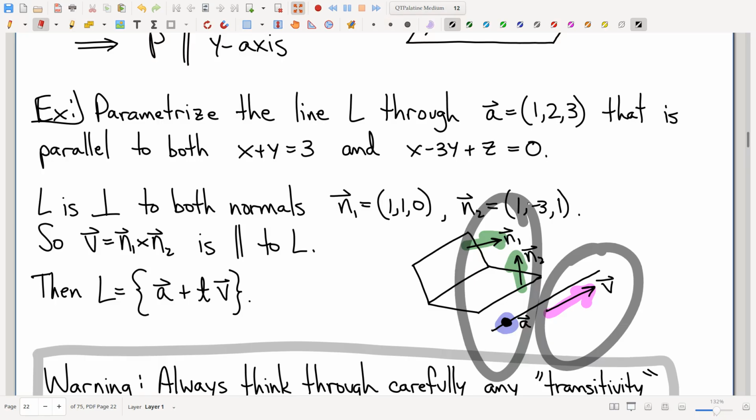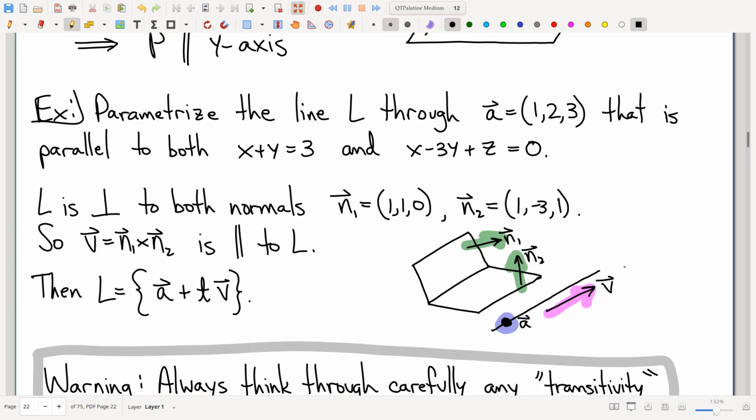In this case, it's pretty straightforward. Again, you can probably see it coming. Cross product is the perfect tool. These two normal vectors that I have, the cross product gives you that v vector.